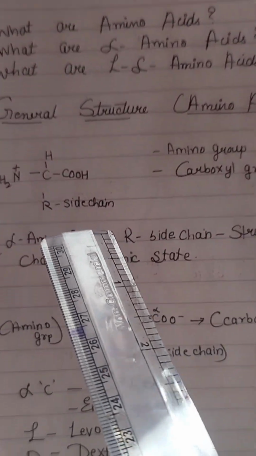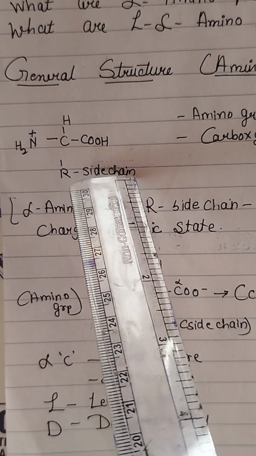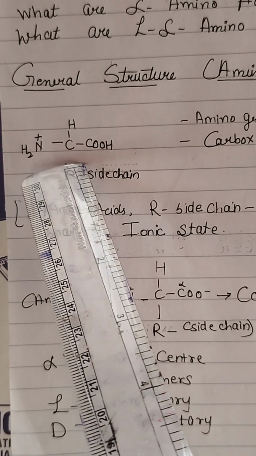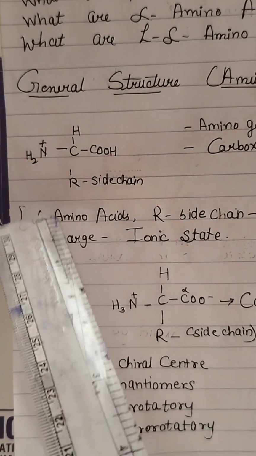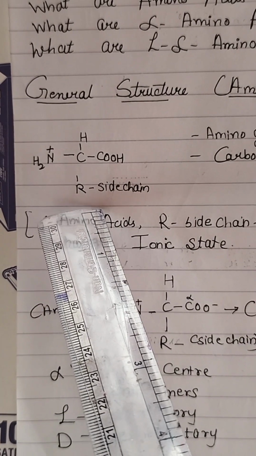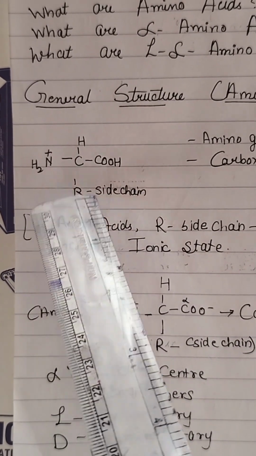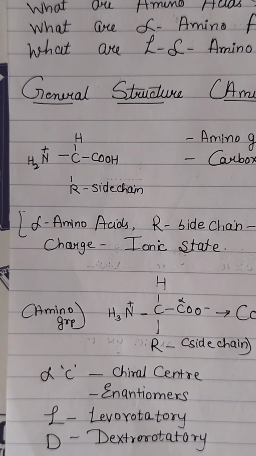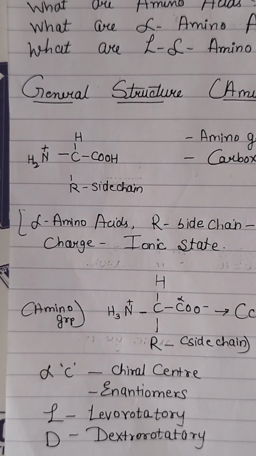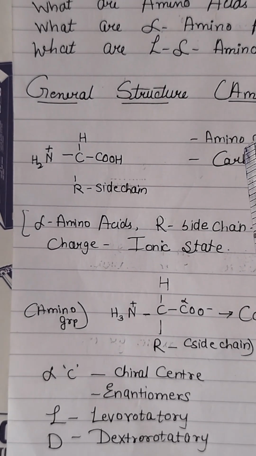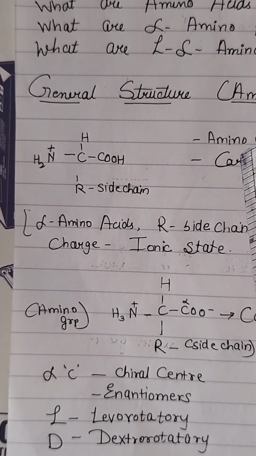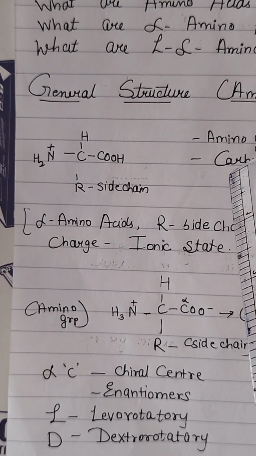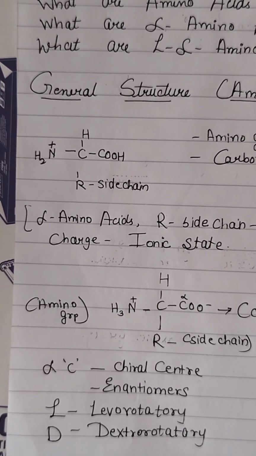So here is the general structure of amino acids. It contains an amino group and a carboxylic group. In addition to this, it has a hydrogen and one R group, that is the side chain, which are attached to this carbon atom. Both the amino group and carboxylic group are attached to the same carbon atom, and so these amino acids are also called alpha amino acids. This R group, that is the side chain, differs in structure, size and charge.